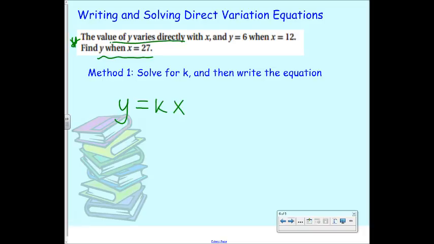So the first piece of information we have is that it's in a direct variation relationship. Okay, good. That means we can use this equation. I also know that when y is equal to 6, x is equal to 12. So what does that tell me? How can I use that to figure out k? Plug it in. So y equals 6 and x equals 12. So how do I solve that then?